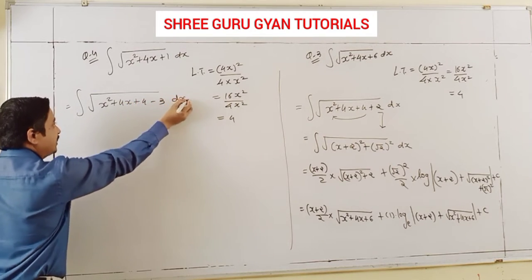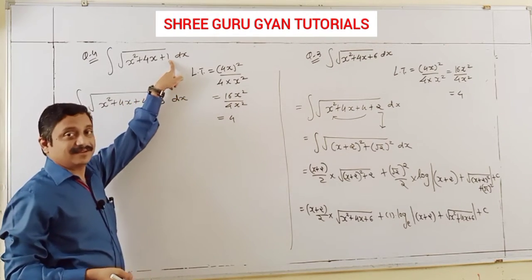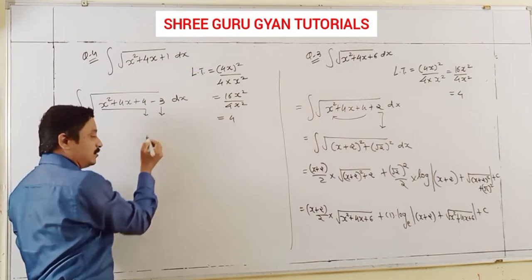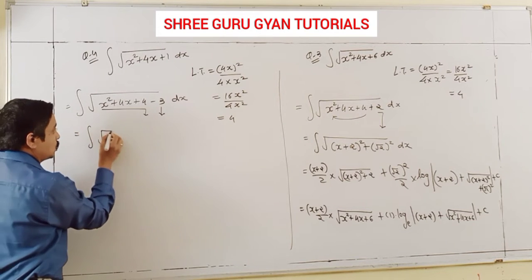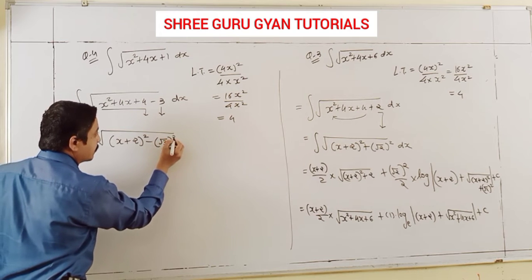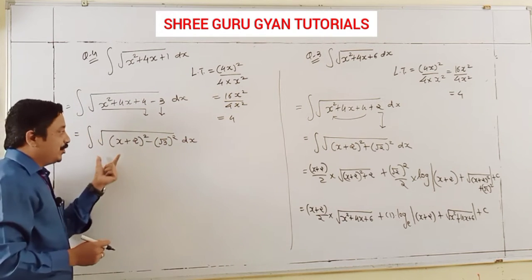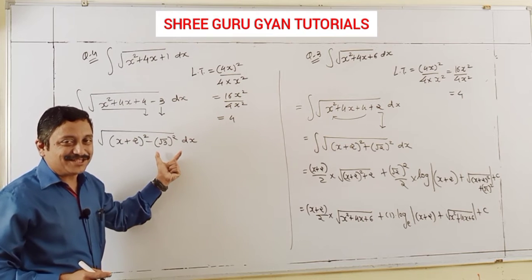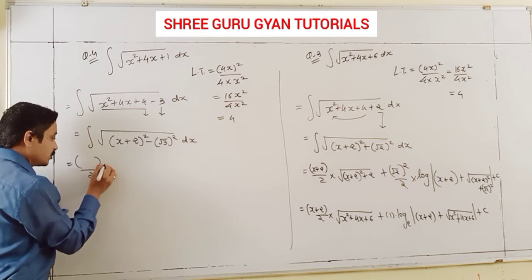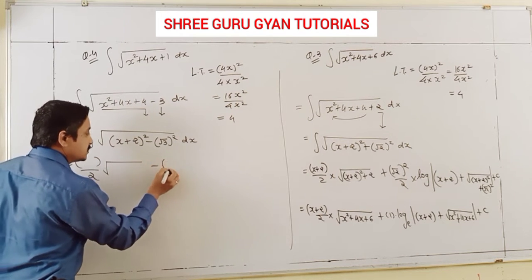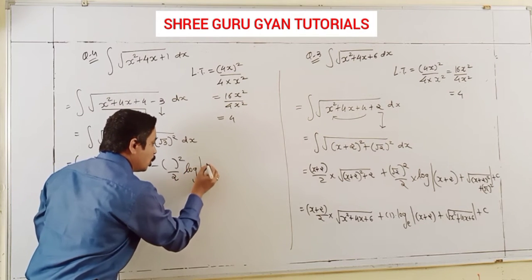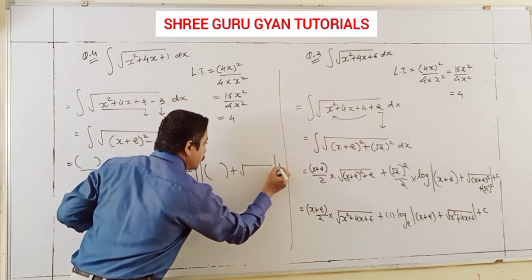Can I write minus 3? 4 minus 3. Balancing, I want 1. This is a perfect square trinomial and it is the perfect square I am making. So x plus 2 the whole square. Here root 3 square. Now variable square minus constant square. Second number formula, x by 2 root x square minus a square, minus a square by 2 log x plus under root, plus c.